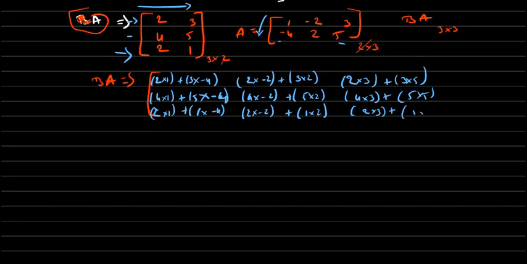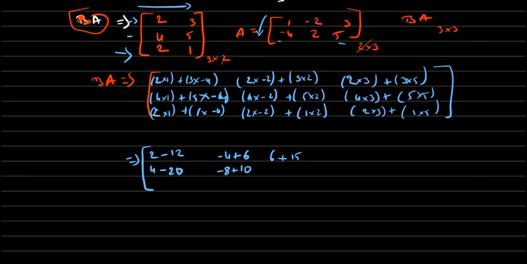2 into 1 will become 2, plus 3 into minus 4 will become minus 12. Plus into minus will become minus 12. 2 into minus 2 is minus 4 plus 3 into 2 is 6. 2 into 3 is 6 plus 3 into 5 is 15. And 4 into 1 will become 4. Minus into minus will become plus. 4 into 5 will become 20. Here 4 into minus 2 is minus 8 plus 5 into 2 is plus 10. 4 into 3 is 12 plus 5 into 5 is 25. 2 into 1 will be 2. 1 into minus 4 it is minus 4 here, plus 2 here. 2 into 3 is 6 plus 5.